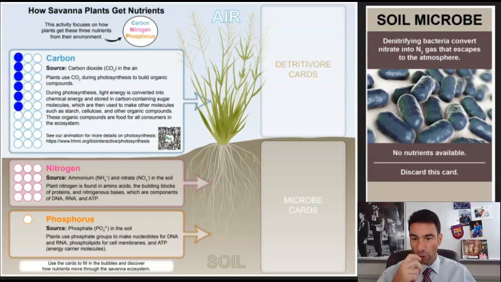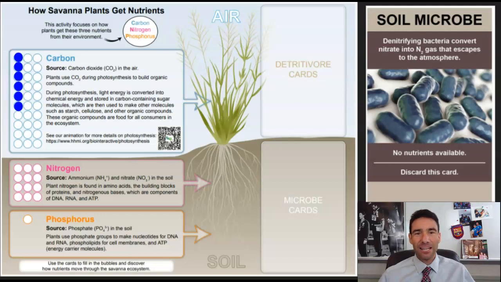What have I got now? A soil microbe. Ooh, that sounds good. These are denitrifying bacteria, so that sounds like taking nitrogen away. Bacteria to convert nitrate into N2 gas that escapes into the atmosphere. So N2 gas actually makes up 70% of the air that we breathe every single time we inhale. Can we use that nitrogen? Absolutely not. It just goes in and out of us like nothing.